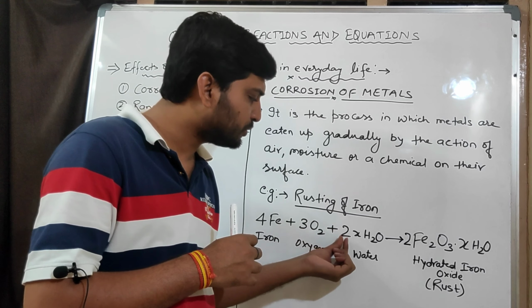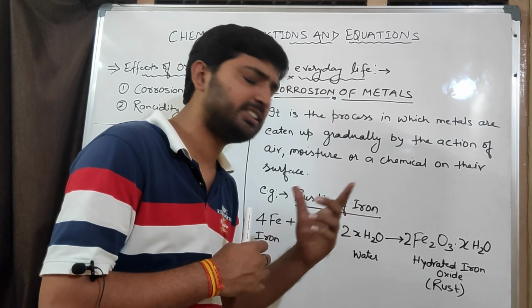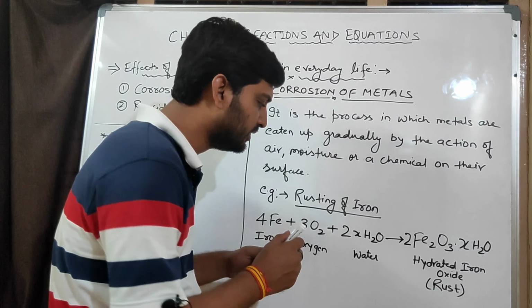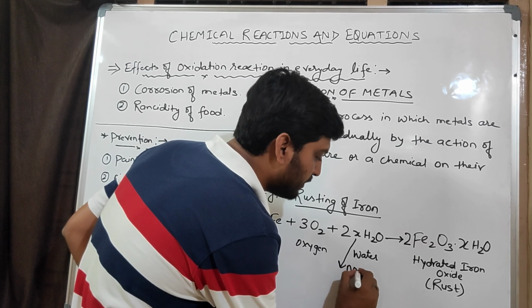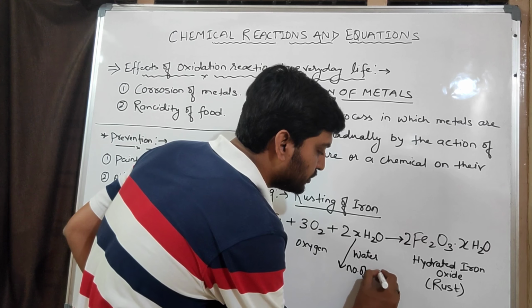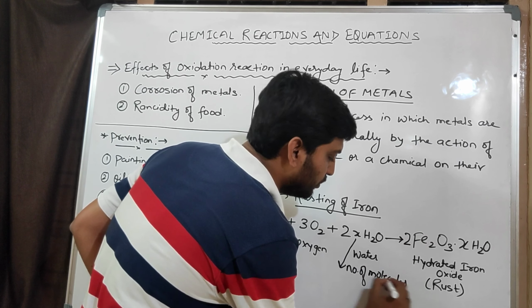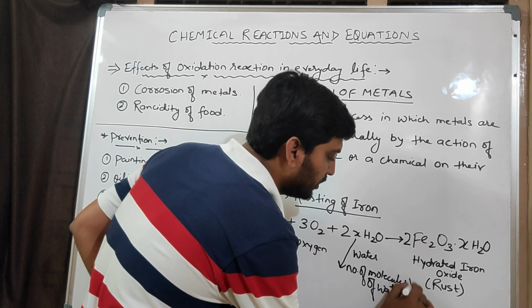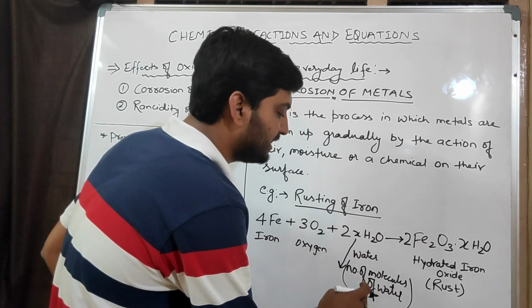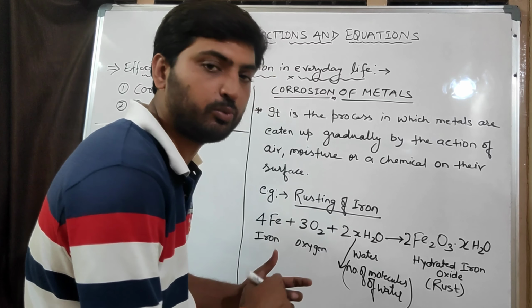4Fe plus 3O2 plus 2XH2O. What is this X? What does it denote? This X is the number of molecules of water. This X represents the number of molecules of water.